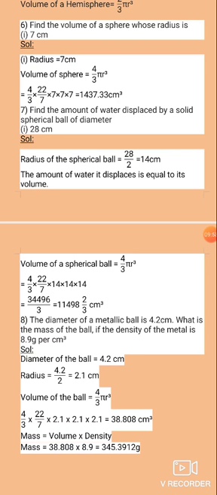So mass we need to find out. Mass is equal to volume into density. So volume is 38.808 into 8.9. So what is the product? 345.3912 gram.